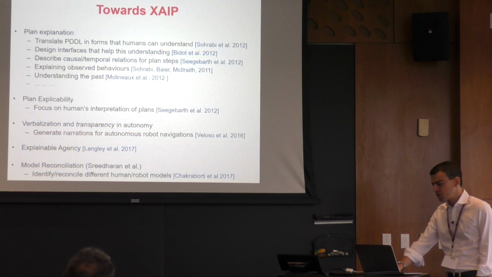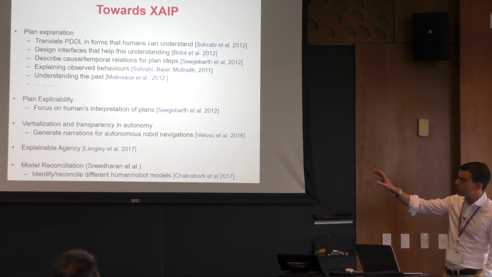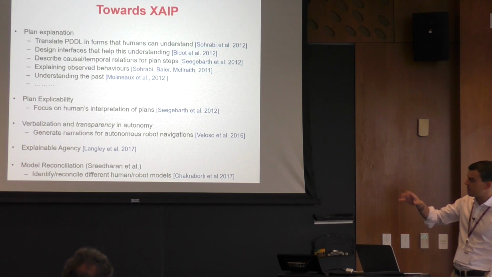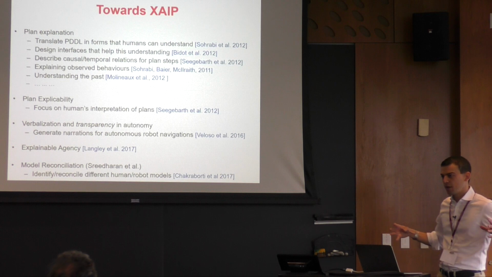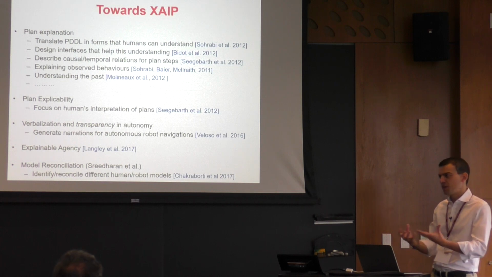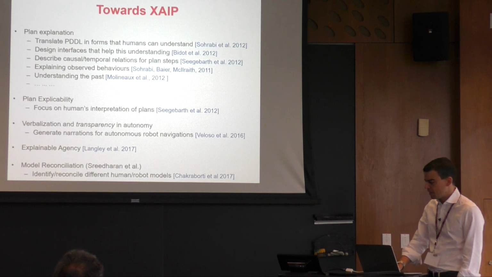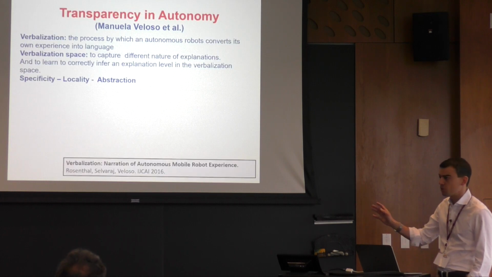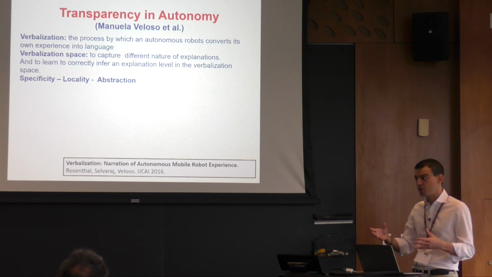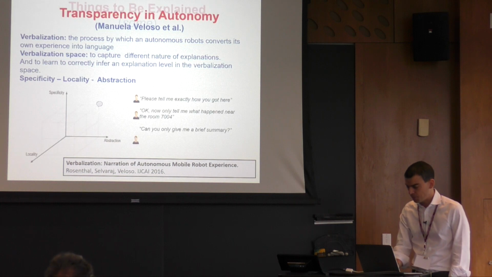There is a lot of work related to explainable AI planning, mainly in plan explanation, plan scalability, and transparency and autonomy. Many people are working on this, so there are a lot of things we can build on for achieving explainable planning. In particular, in robotics there is now a research area of transparency in autonomy, though I'm not talking about it because Manuela will be giving that talk.